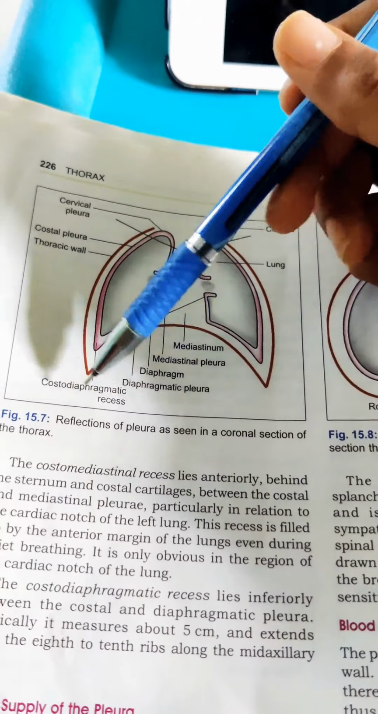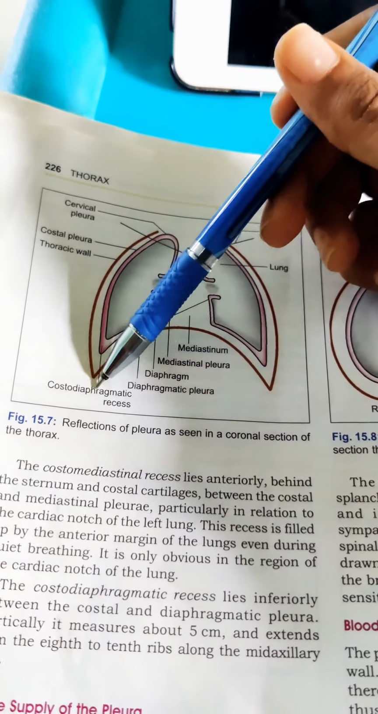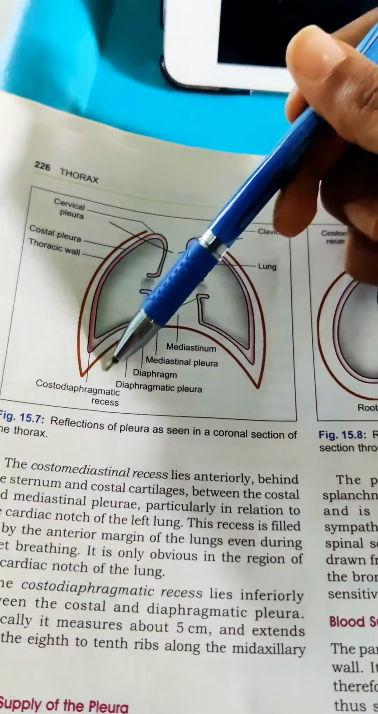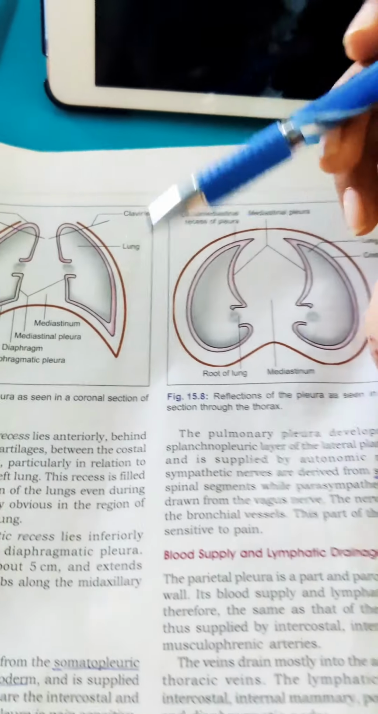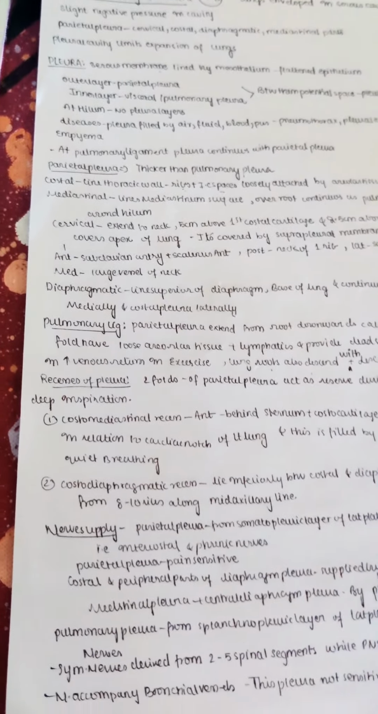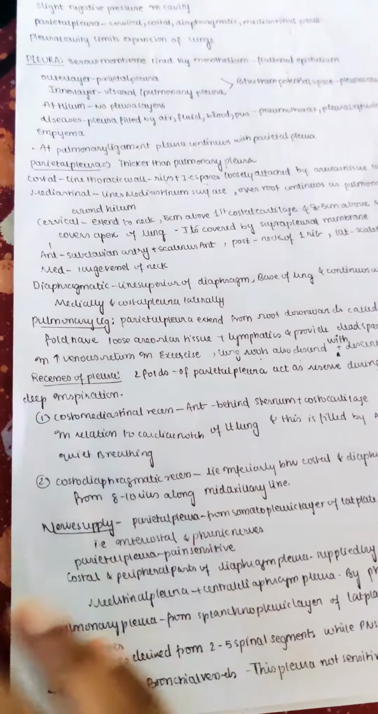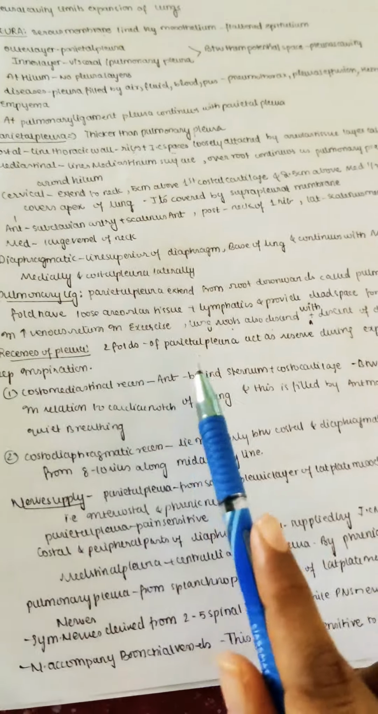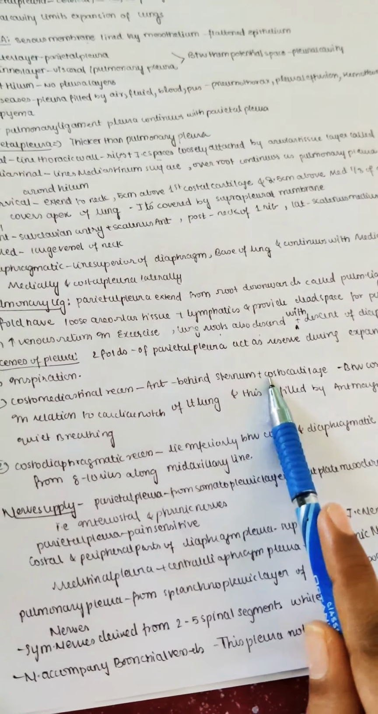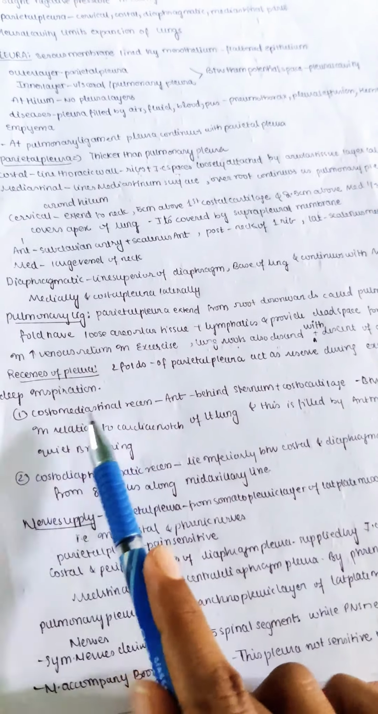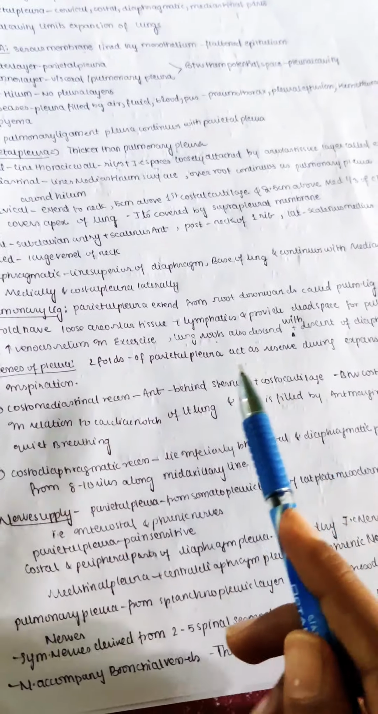Here also, according to the name, you can see costo means ribs and diaphragm means nearer to the diaphragm. So, costo-diaphragmatic recess. These are the 2 types of recess which are mainly formed by 2 folds of parietal pleura of the pleural cavity. So costo-mediastinal recess: anteriorly it's behind the sternum and costal cartilage, because mediastinum means it's present near the rib or the sternum.